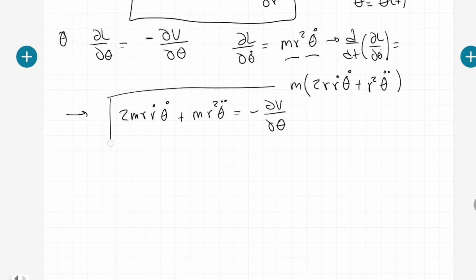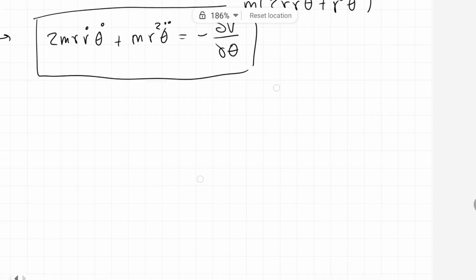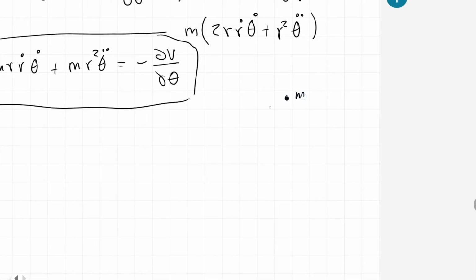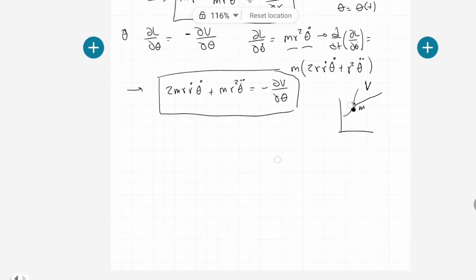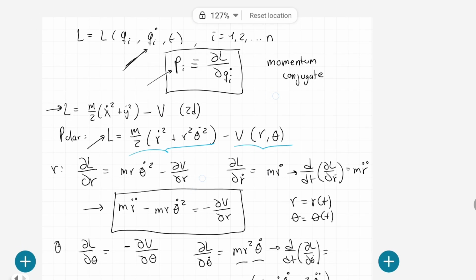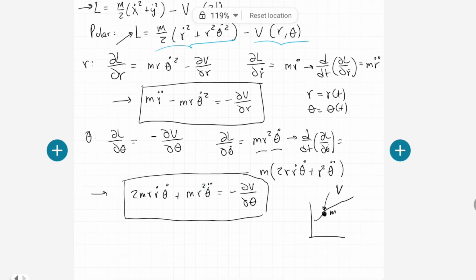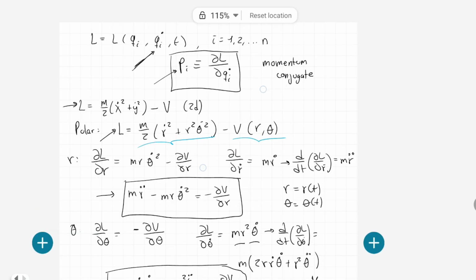Okay, this will be the second equation of motion. Again, remember, we are studying a particle with mass m that is moving under the influence of a potential V. The potential energy of this object is equal to V. So we just said that we can define a new quantity p_i that is equal to the partial of L with respect to q_i dot.